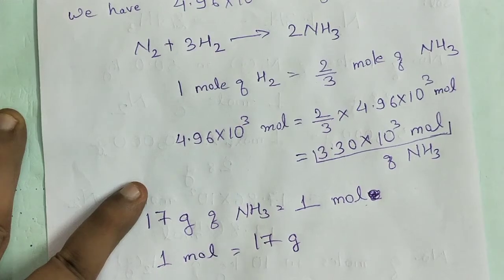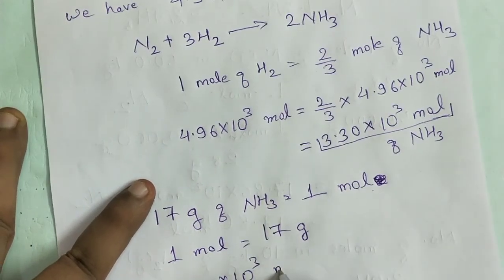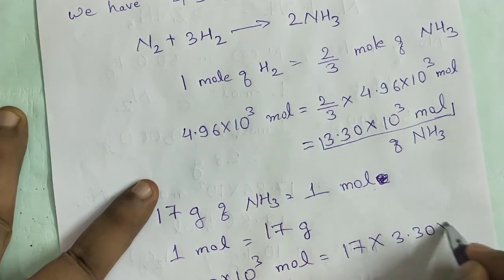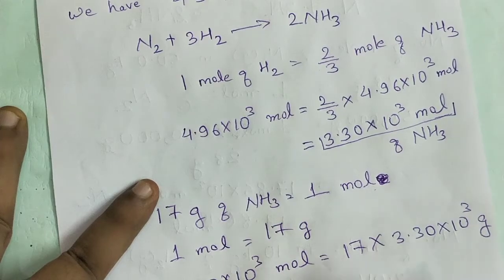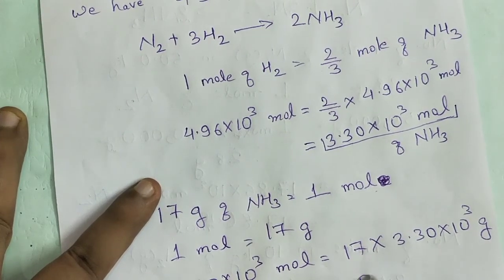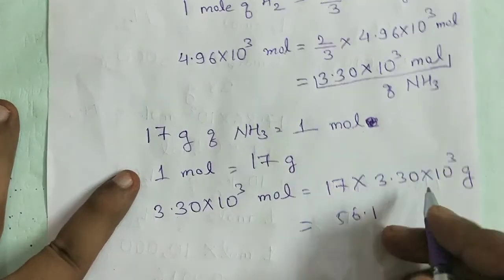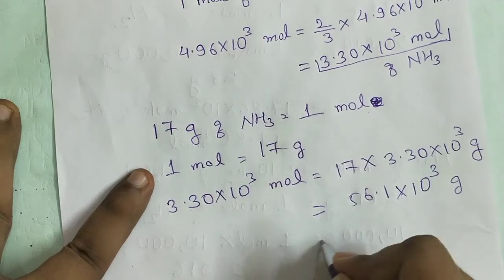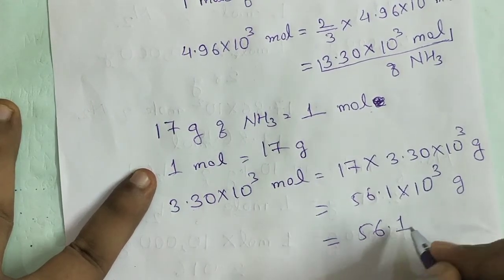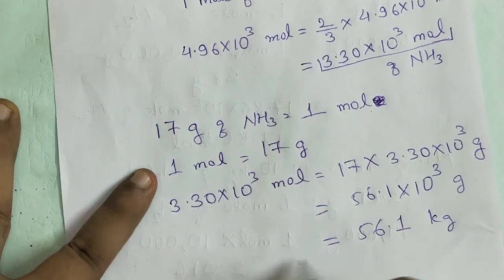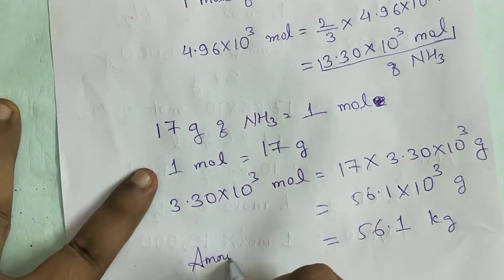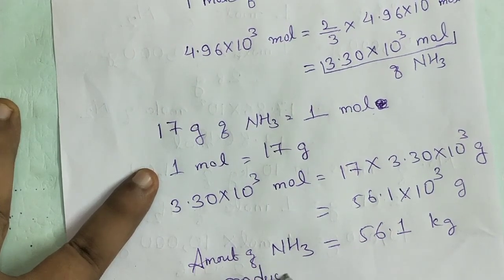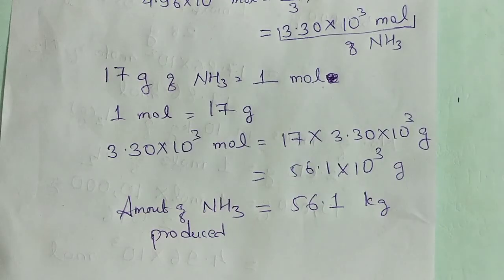So 3.30 into 10 to the power 3 mole will give 17 into 3.30 into 10 to the power 3 gram, which equals 56.1 into 10 to the power 3 gram, which equals 56.1 kg. This is the amount of NH3 produced, 56.1 kg.